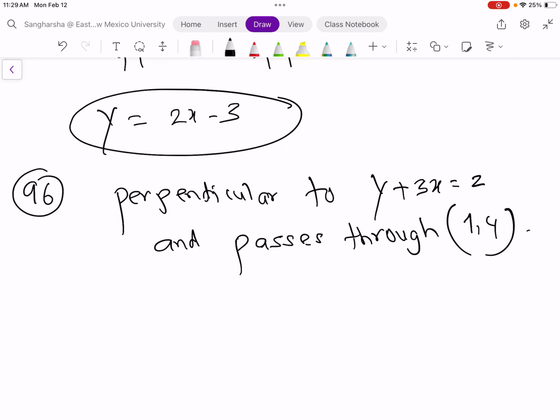So let's draw. We need to find the equation of a line, so let's call that line 1. This line is perpendicular to y plus 3x equals 2, which is also a line, given to us, and line 1 passes through the point (1, 4). These two are perpendicular, and perpendicular means the product of the slopes of the two lines is negative 1. Let's call the slope of line 1 L1 and the slope of the other line L2. Can you find the slope of this line first? Find the slope of y plus 3x equals 2.